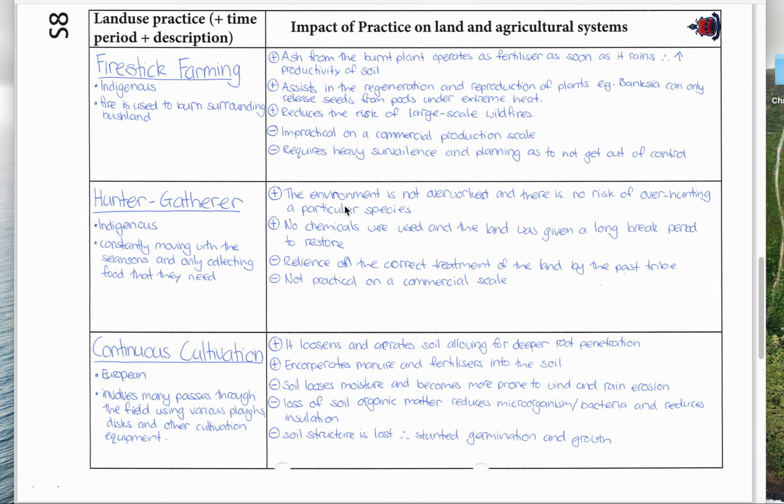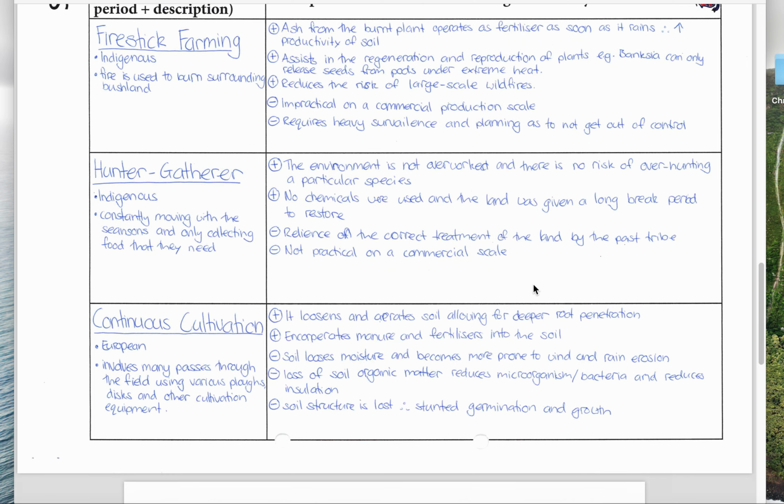So basically, the impact of the practice on land is that the environment is not overworked. In certain areas, they're not over-hunting or hunting animals to extinction, hopefully. There's obviously no chemicals used, and the land has a long period to recover from any hunting, which would have been minimal anyway. But the negatives are that you're kind of reliant on the land being looked after by other people, and also it's not practical on a commercial scale, with the number of people we now have in Australia.